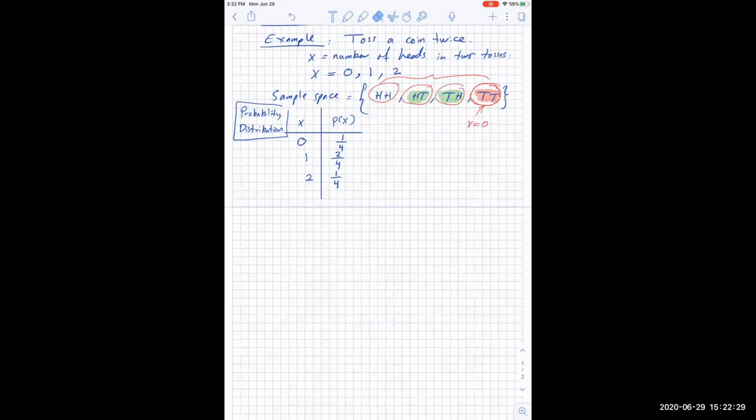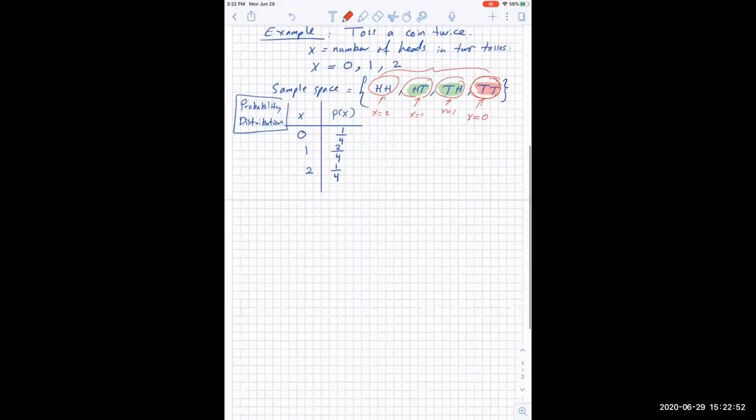The other 2 outcomes here, X is 1. Here X is 1, and here X is 2. So X is 0 is only 1 out of 4. X is 1, 2 out of 4. X is 2, also 1 out of 4.